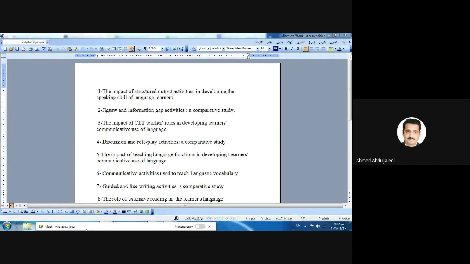So in this case, I decided the aim. It is to recognize the influence or the impact of structured output activities, which are classroom activities, in developing the speaking skill of language learners. This is one. Do we have a practical part? We say no, we don't have a practical part. It's only to describe the influence, and that's it. You see now? This is what I need you to do. So this is an example.